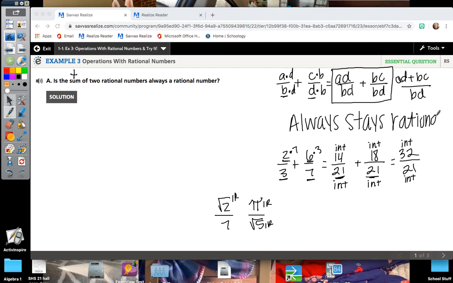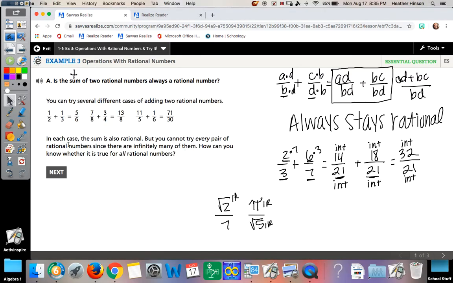Now, the only reason I went through these letters with you is because when you see your solution in your book, it's going to have those letters if you keep going. They gave you random numbers to look at first, but the main thing to know is as long as your numbers are integers, it doesn't matter what numbers you add together. They're always going to stay integers.